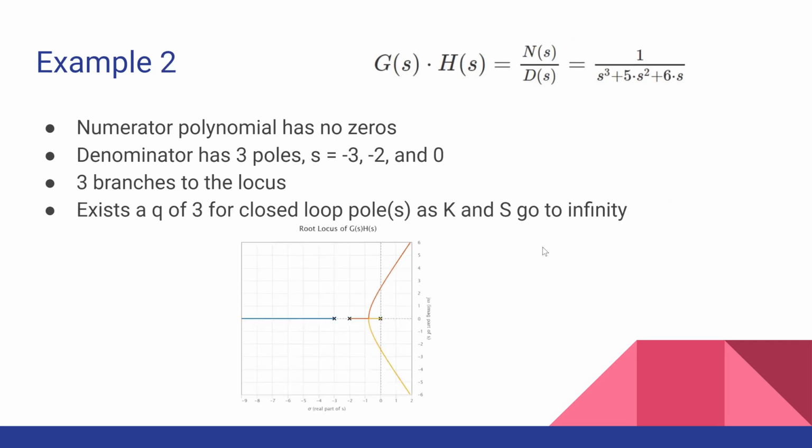We're going to look at one more example. This is 1 over s cubed plus 5s squared plus 6s. Again, the numerator has no zeros. The denominator has 3 poles this time. So we have -3, -2, and 0. So we're going to have 3 branches of the locus. And this time it's going to be a little bit different where instead of going towards each other, due to having the q of 3, we're going to have the leftmost one starting at -3 go out. And we're going to have that -2 to 0 come together. And then the way there's those arches, that's where we get those breakaway points, and we find the angle for the asymptote.